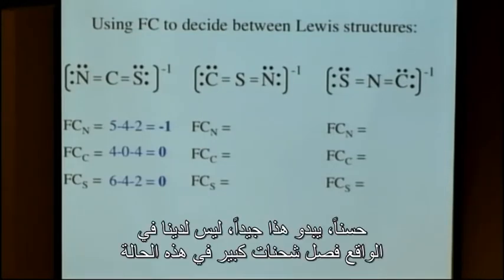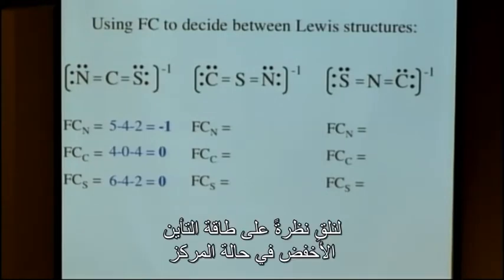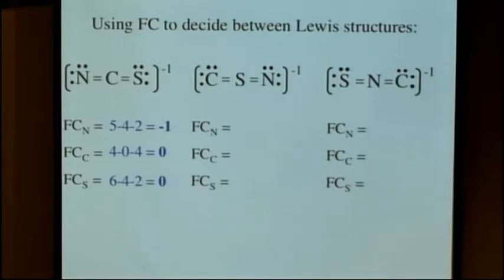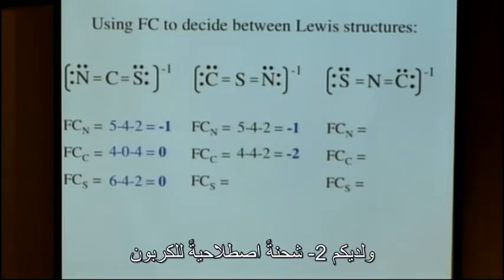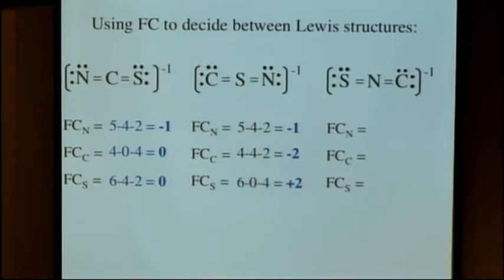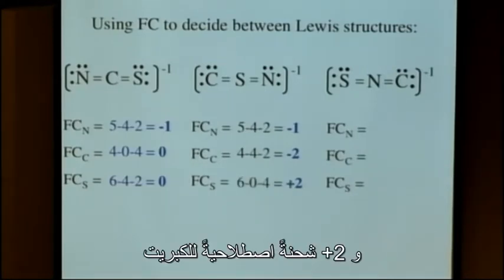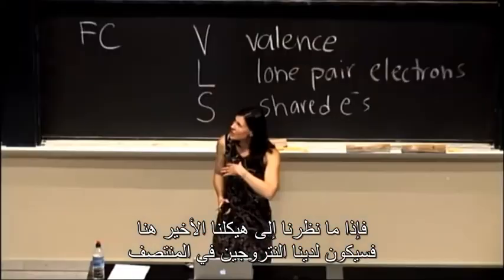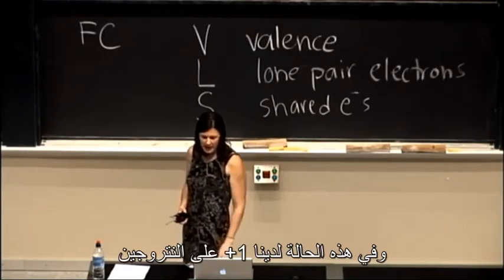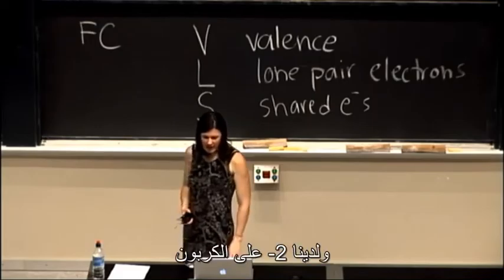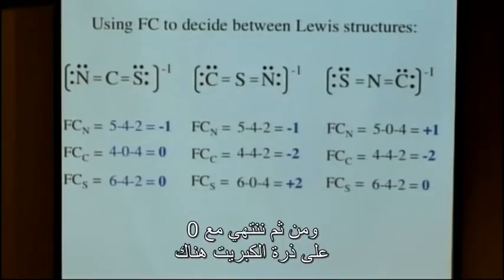All right, so this looks pretty good. We don't actually have much charge separation in this case here. Let's take a look at the lowest ionization energy in the center case. And what you find out if you do these calculations is that you have a -1 for your formal charge on nitrogen. You have a -2 for your formal charge on carbon, and you have a +2 for your formal charge on sulfur. If we look at our last structure here, where we have nitrogen in the middle, we can also figure out all those formal charges. And in this case, we have +1 on the nitrogen, we have -2 on the carbon, and then we end up with 0 on the sulfur there.